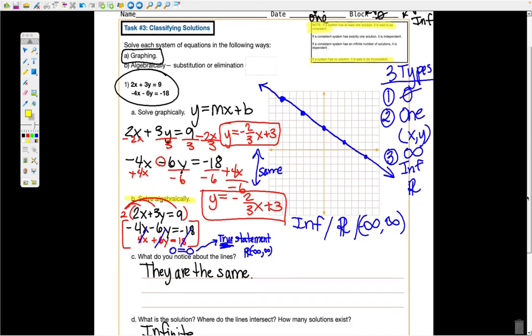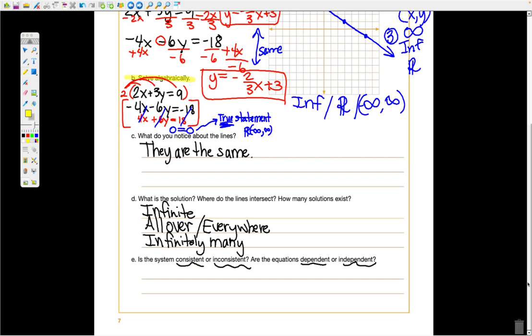So let's come down here. Is it consistent or inconsistent? It's consistent. And then we'll go back to dependent, but write this down. It's consistent. Again, it's consistent because it has at least one solution.